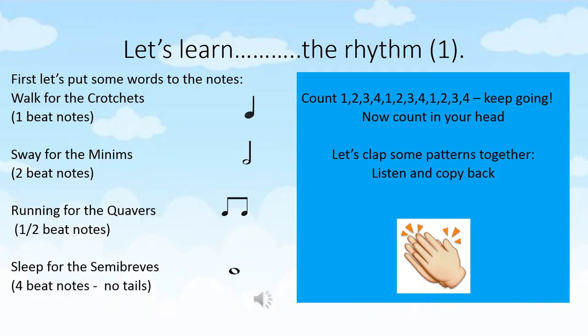I wonder if we can put those together. If we've got the count going on ahead, we're going to do some copyback patterns. Here we go, my turn first. Walk, walk, sway-a. Walk, walk, sway-a. Sway-a, walk, walk. Sway-a, walk, walk.